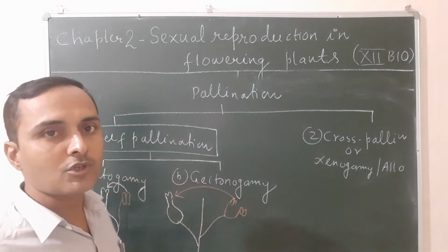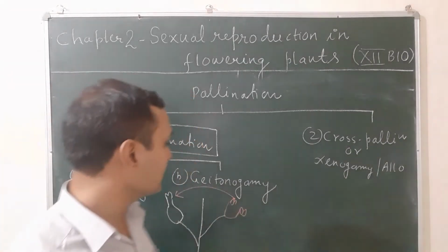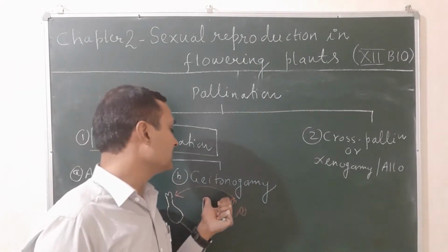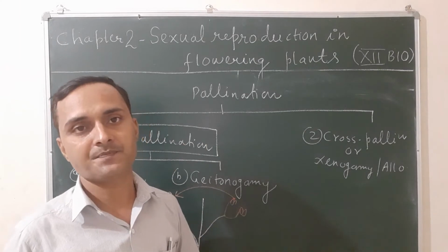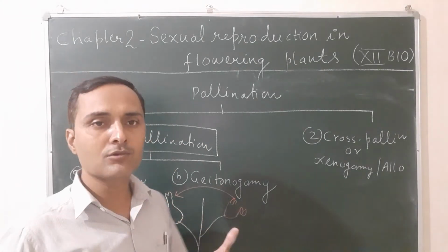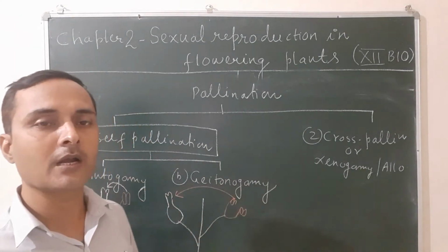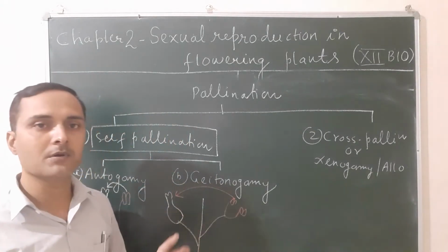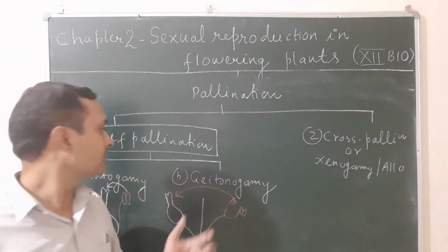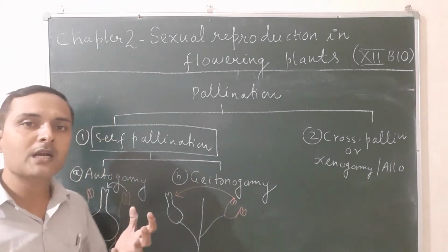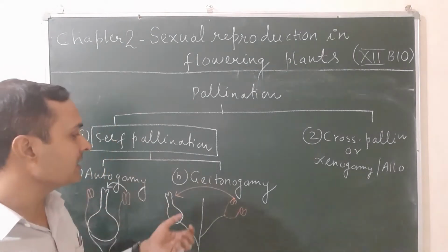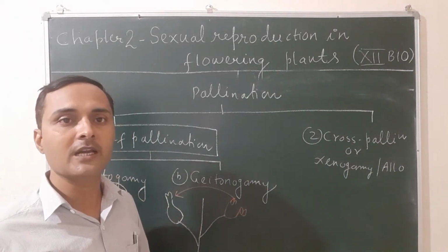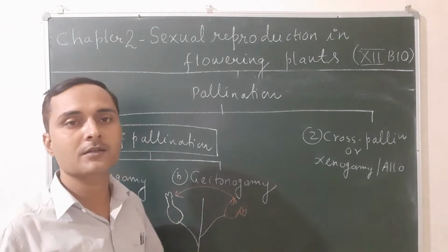geitonogamy. Most of the plants show autogamy and some plants show geitonogamy. An example is castor. In this case, there are two types of flowers borne on the same plant, and pollen grains transfer from the male flower to the female flower on the same plant. So you can say in autogamy, plant same, flower same, but in geitonogamy, plant same but flower different, both borne on the same plant.